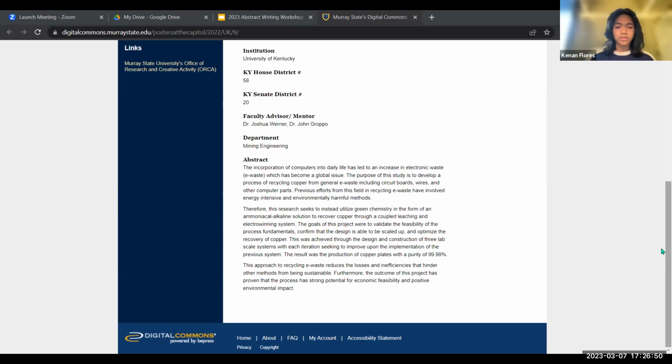And for the results of this project, he says that the result was the production of copper plates with a purity of 99.99%. And he wrapped his abstract up at the very end by saying that the outcome of this project has proven that the process has strong potential for economic feasibility and positive environmental impact. So at the end, he brought back his purpose, his problems, and his methods all the way back to why he's doing his project. So I really think that this is a nice, well-rounded abstract.